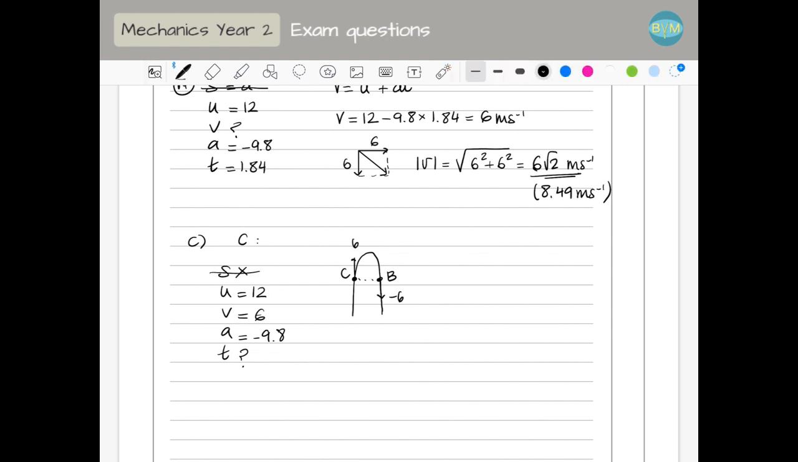Yeah. So SUVAT equation, we have no S, which one? Again, this one, V is U plus AT. So V is 6, U is 12, minus 9.8 times the time. So from here, the time is going to be minus 6 divided by minus 9.8. We can leave it as 6 divided by g if you want to. And if not, we can round. Well, what is it to 2 decimal places like before, 2 decimal places. Yeah, and that's all with this question.